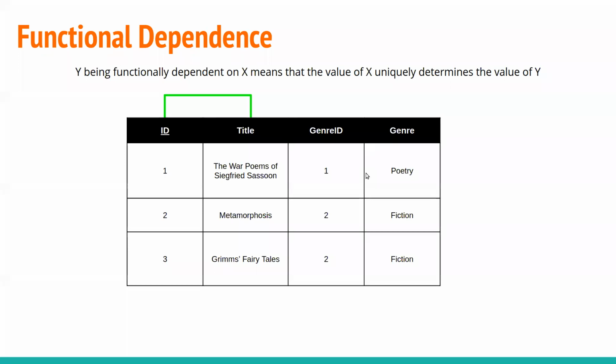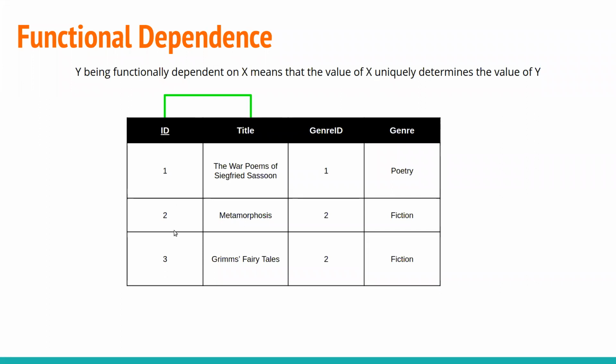So what do we mean by functional dependence? Y being functionally dependent on x means that the value of x uniquely determines the value of y. Now, the word uniquely is important there, guys. And also your understanding of the word determines probably needs to be updated. So let's see what we mean by this.